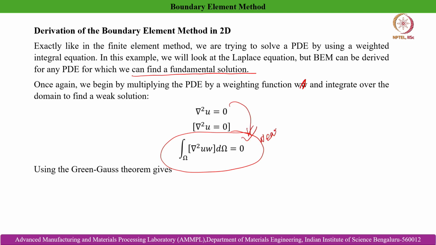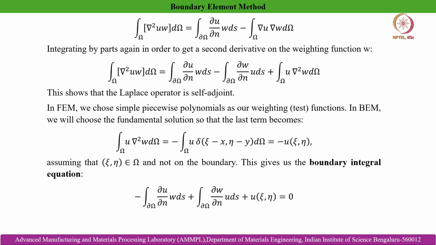It is quite similar to the weak form that we discussed in the case of the Galerkin method, in the finite element method. Now, using the Green-Gauss theorem we can get that the integral of grad square u w d omega is equal to the integral of del u del n w ds minus the integral of grad u grad w d omega. Now again we apply the integration by parts formula, integrating by parts again in order to get a second derivative on the weighting function w.